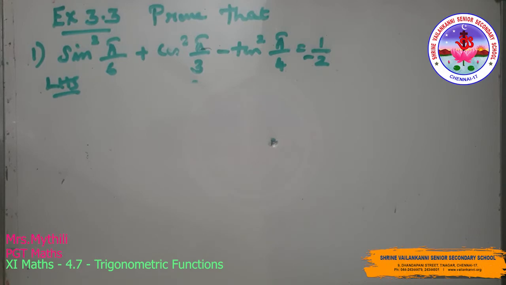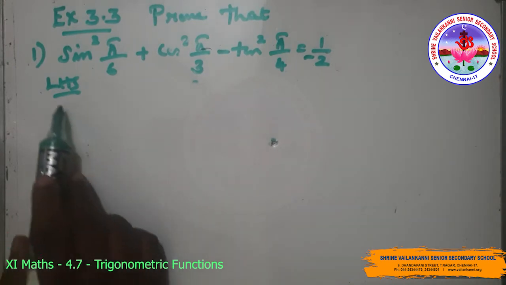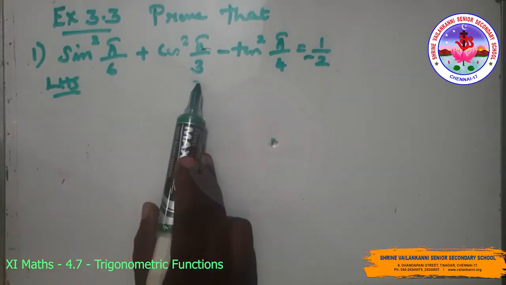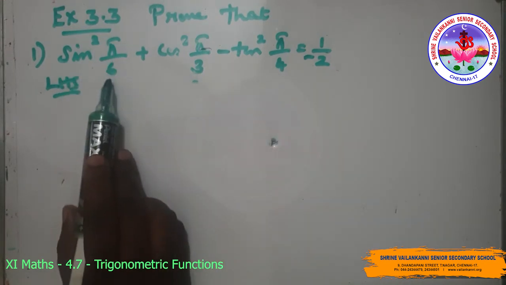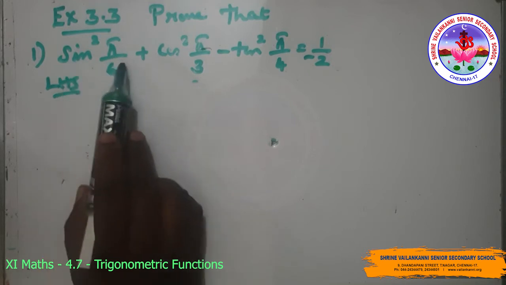Welcome children, exercise 3.3. So first question, prove that sin square pi by 6 plus cos square pi by 3 minus tan square pi by 4 is equal to minus 1 by 2. So LHS is sin square pi by 6 plus cos square pi by 3 minus tan square pi by 4. So sin square pi by 6 is like sin pi by 6 whole square.